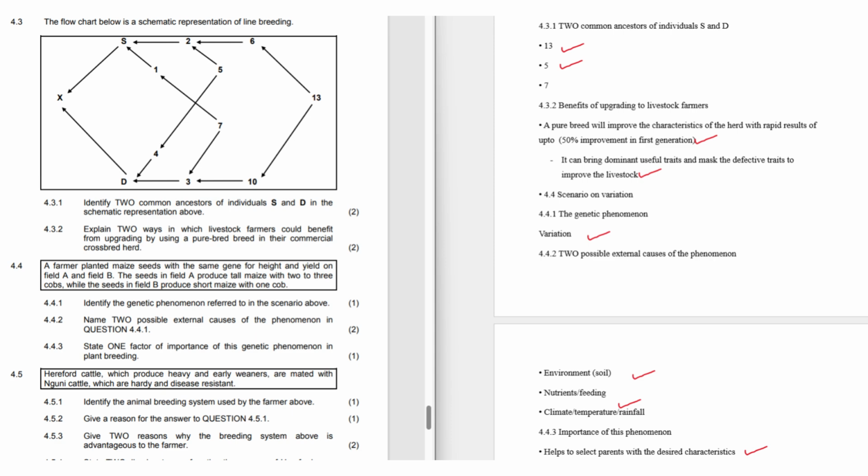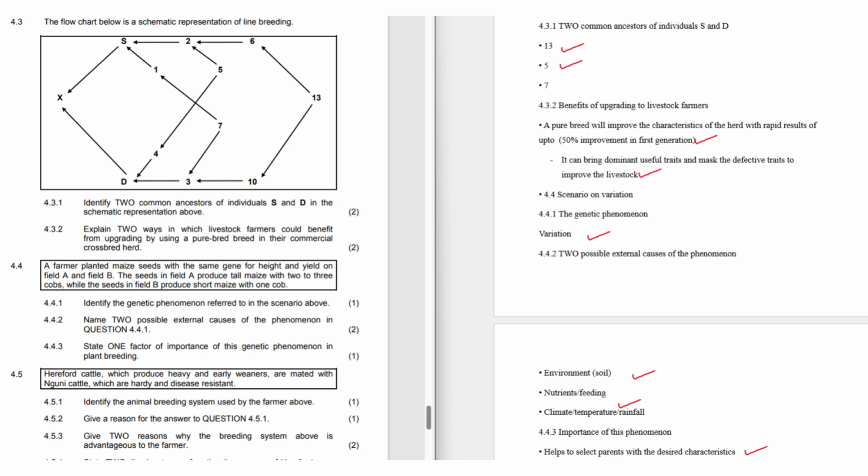B is that it can bring dominant useful traits and mask the defective traits to improve the livestock.